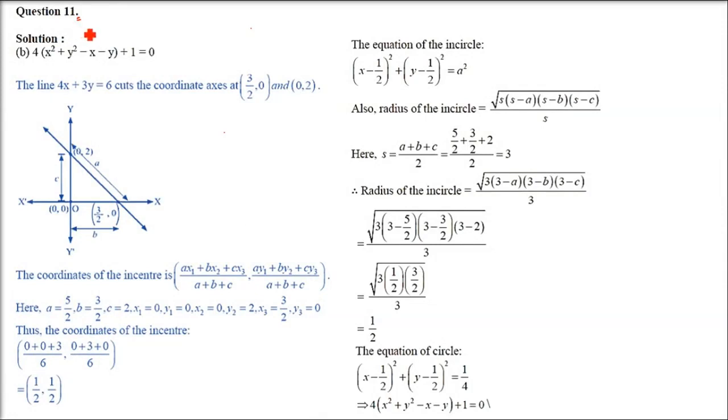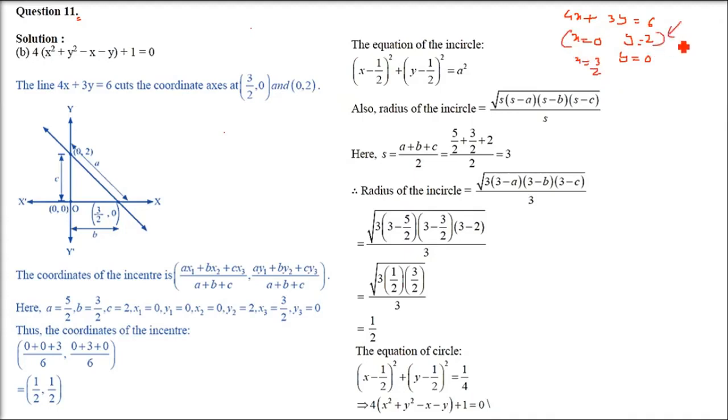Now this is question number 11. The equation of the incircle formed by the coordinate axes and the line 4x plus 3y equals 6 is. So this is the line 4x plus 3y equals 6. Now we will first find the intersection of this line with the coordinate axes. When we put x equals 0, y will be equal to 6 by 3, that is 2. When we put y equals 0, x will be 6 by 4, that is 3 by 2.